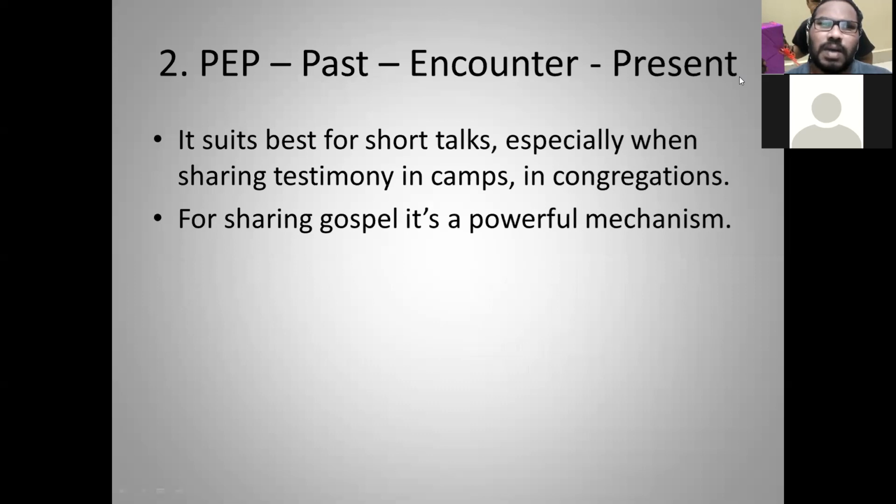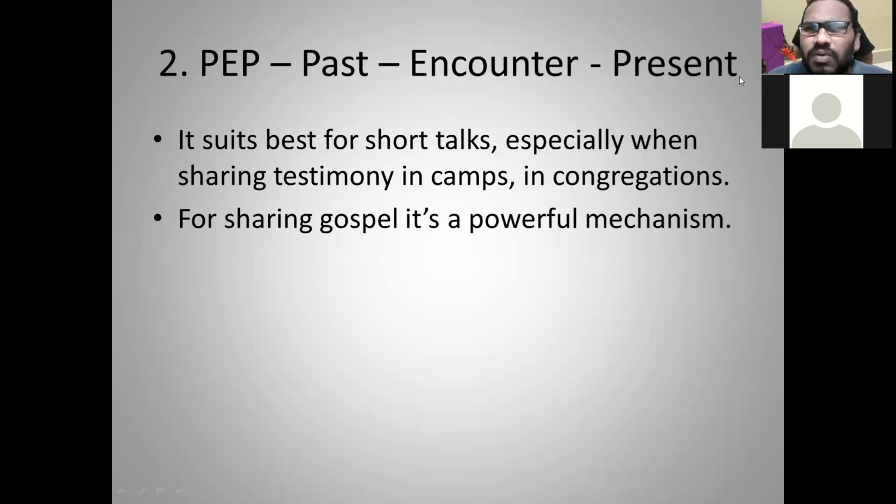So like this past, present, and future, we can simply relate these things with the three tenses approach. And also PEP, past, encounter, present, suits best for short talks, especially when sharing testimony in camps, in congregations. For sharing gospel, it's a powerful mechanism. When sharing gospel, personal evangelism, or whatever it is, when you are asked to share testimony, you can share your past story. And there should be an encounter, meaning a point where you took a paradigm shift, a 180 degrees turn around.